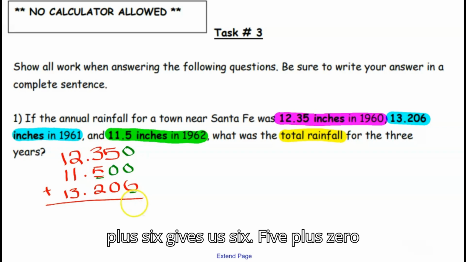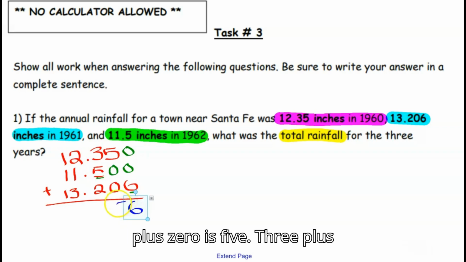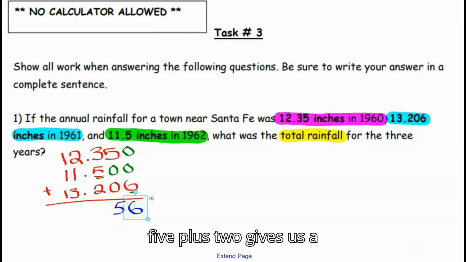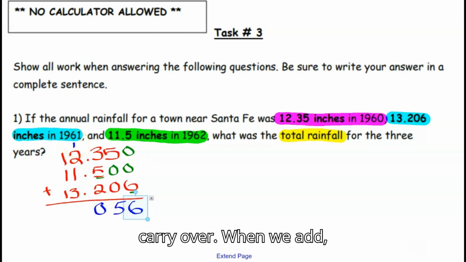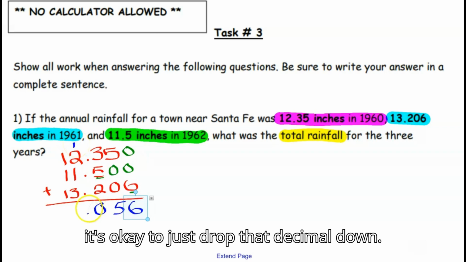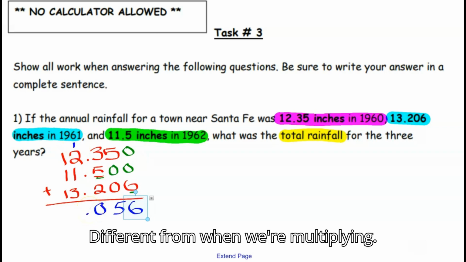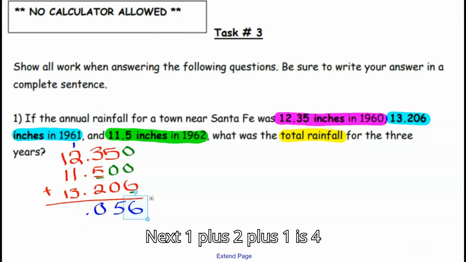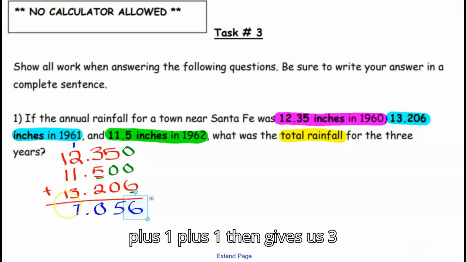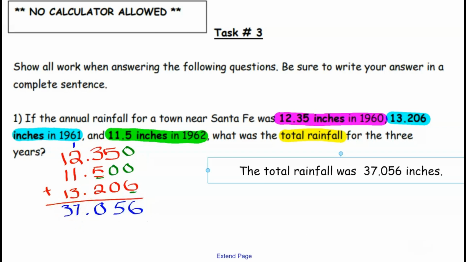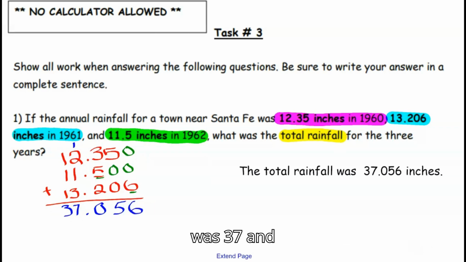0 plus 0 plus 6 gives us 6. 5 plus 0 plus 0 is 5. 3 plus 5 plus 2 gives us a total of 10. And there goes that number we need to carry over. When we add, it's okay to just drop that decimal down, different from when we're multiplying. Next, 1 plus 2 plus 1 is 4, plus another 3 gives us 7, and 1 plus 1 plus 1 then gives us 3. And we found out that the total rainfall was 37 and 56 thousandths inches. And that's it.